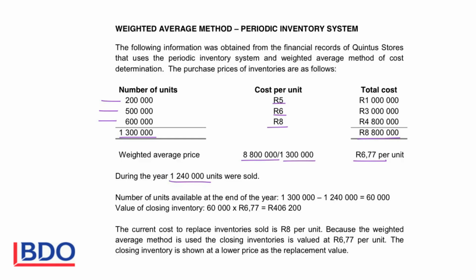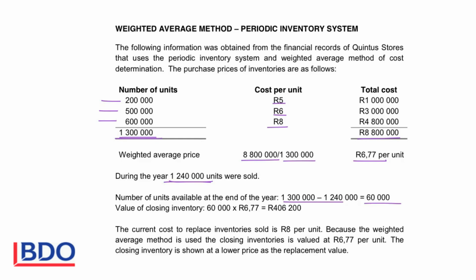So if we multiply that with R6.77, we will work out what is the cost per unit of all the units that were sold. The number of units available at the end of the year is the 1.3 million that we purchased, less the 1.24 that we sold. So the number of units available at the end of the year is 60,000.